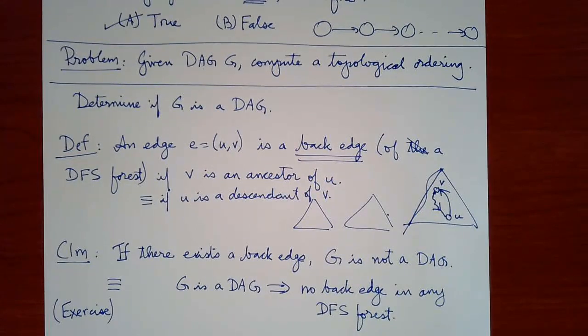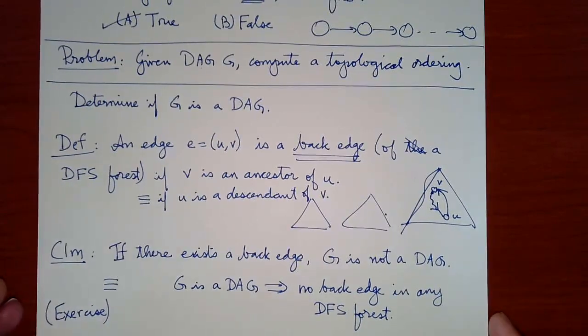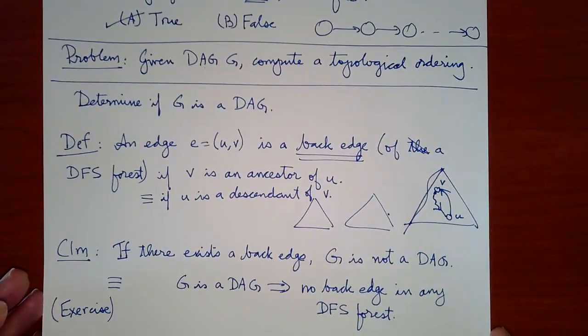So the proof is through BFS? Good question. This is also true in the BFS forest. There's nothing about DFS that I used here. I see. So you might ask, why am I doing this with DFS? I'm going to show you why, because DFS will compute topological orderings. But that's a good question. So this is also true for BFS. Okay. So if there is a back edge, then G is not a DAG. What is harder to prove is the converse.